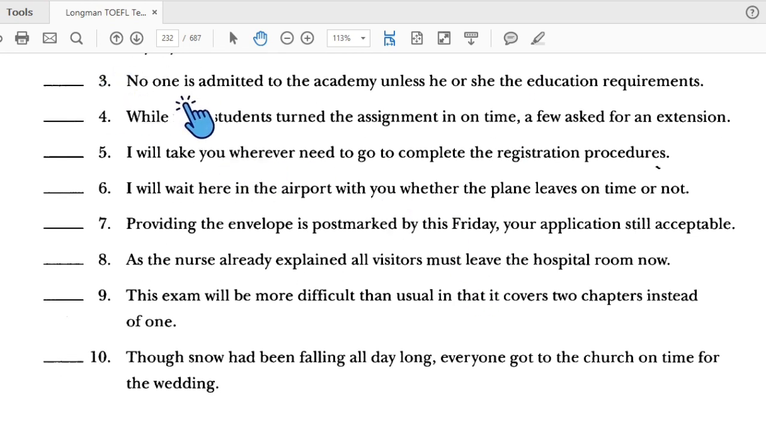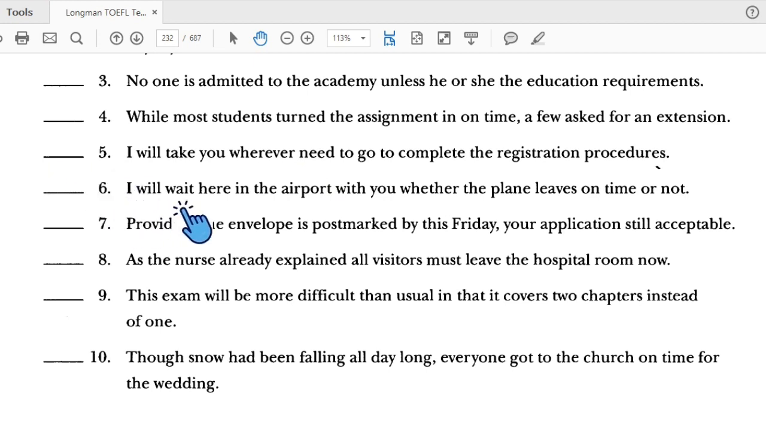Well, number 3, subject, verb. Okay, there is an adverb connector, there is no comma. He or she is the subject, where is the verb? There's no verb here. It means that number 3 is incorrect. Number 4, while is an adverb connector, most students is the subject, this is a verb. There's a comma because there's while here behind, a subject and a verb are asked for. It means that number 4 is correct. Number 5, I is a subject, will take is a verb. Whenever is an adverb connector that needs a verb, but it misses a subject. It means that number 5 is incorrect.